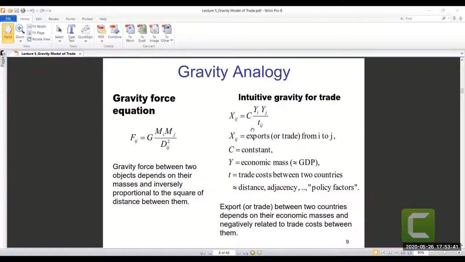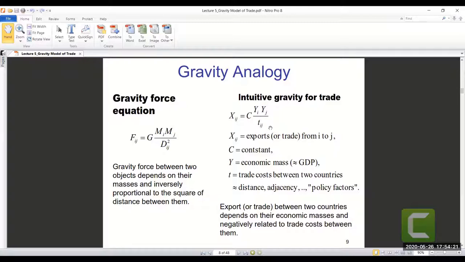Trade cost is something which can decrease the flow of goods and services. We can take it literally as distance, for that matter. So by analogy, the gravity force equation can directly be used to predict the trade relationship between two countries using their economic masses and the distance between the countries.